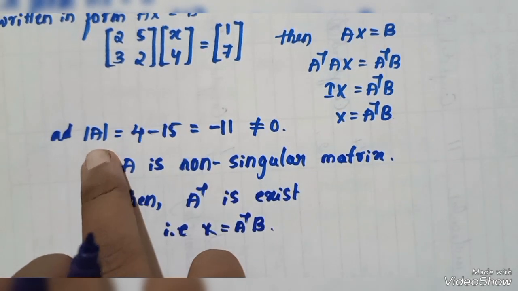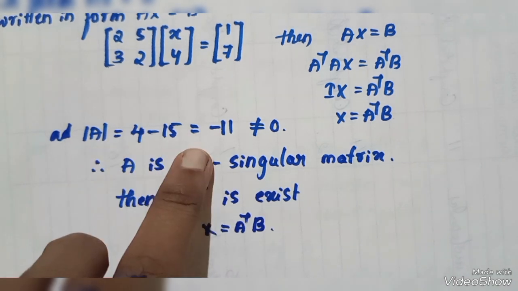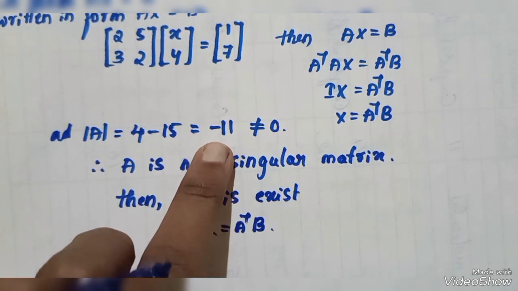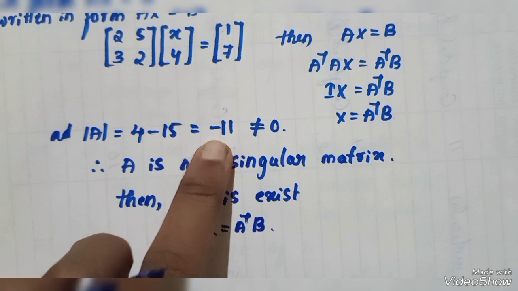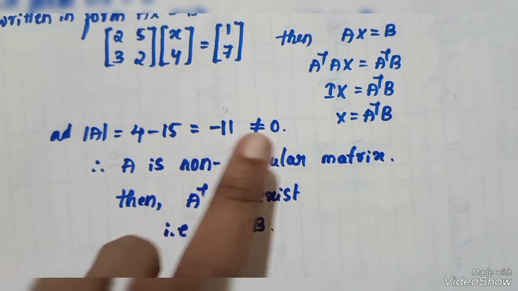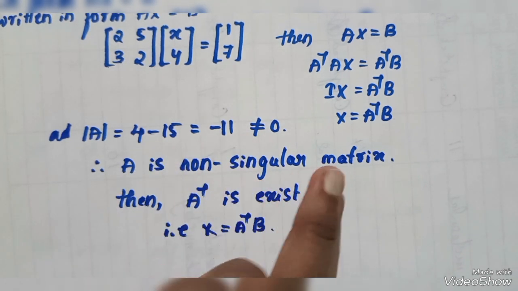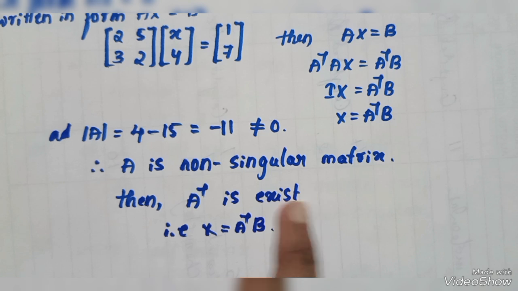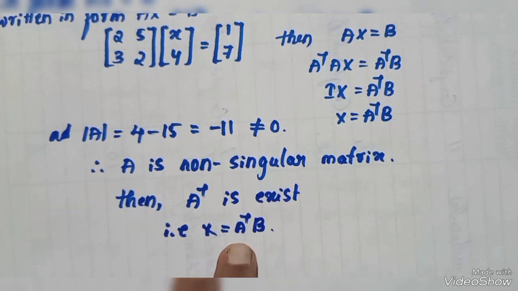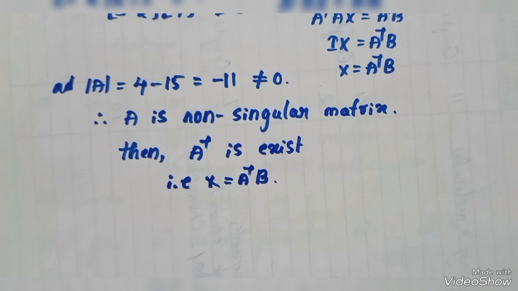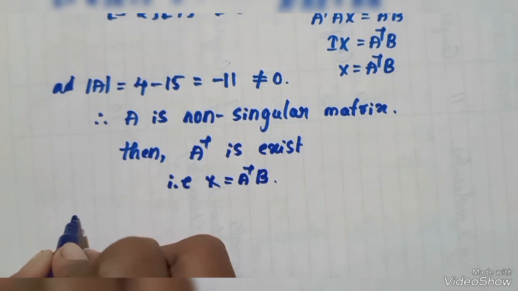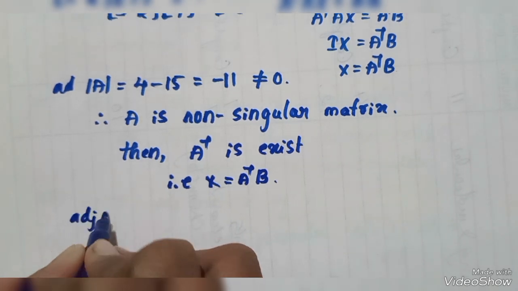After that, in the second step, we have to check the determinant value. We have the determinant value minus 11, which is not equal to 0. Therefore A is a non-singular matrix, and A inverse exists. That is, x equals A inverse into B. Up to this much the second step is completed. Now the third step: we have to find the adjoint of A.